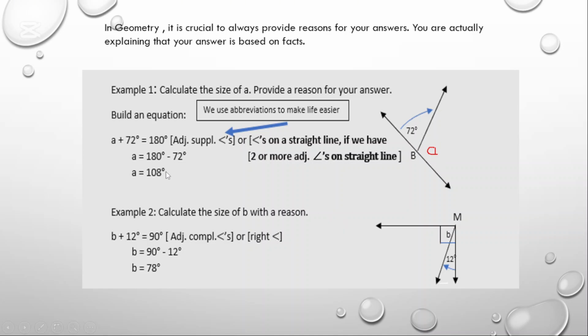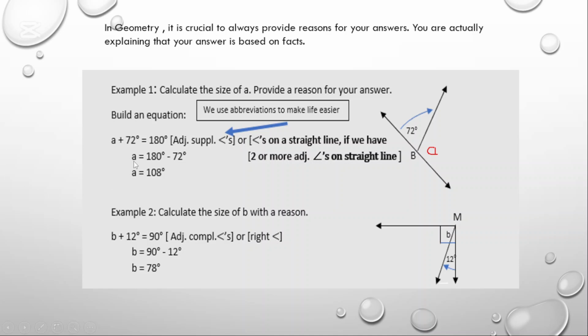So we start by writing it out in the form of an equation. We write it out like this: A plus 72 is equal to 180. Reason: and we use our abbreviations to make our life easier. Adjacent supplementary angles. We are allowed to use the reason angles on a straight line also. Sometimes we have more than 2 adjacent angles on a straight line. Then we go to the next step.